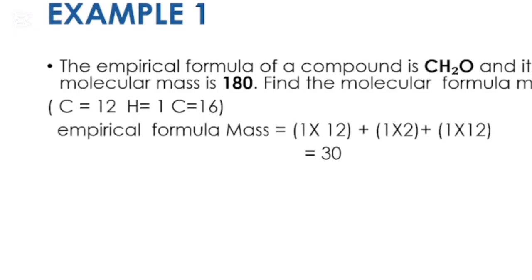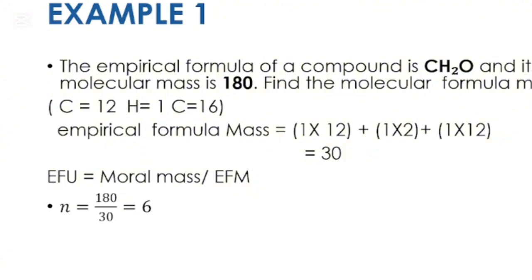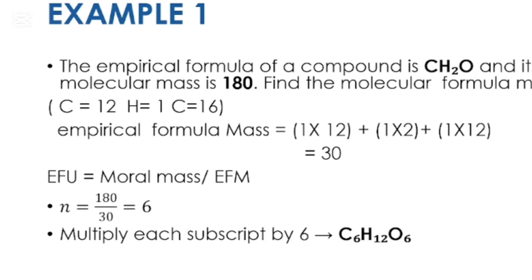After that, what you can do is find the empirical formula units, which is a whole number. We divide the molecular mass of the compound by the RFM of the compound. So we do 180 divided by 30, which is 6. That means you multiply each subscript by 6: 6 times carbon is C6, 6 times H2 is 12, 6 times O is O6. That means now you have found the molecular formula.